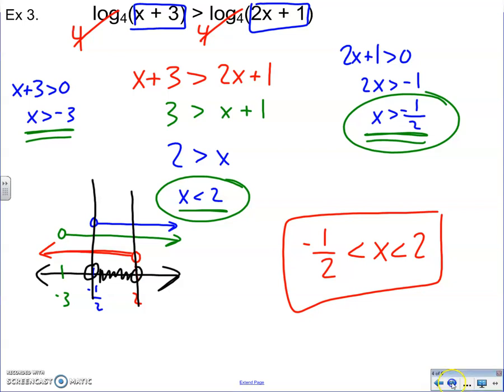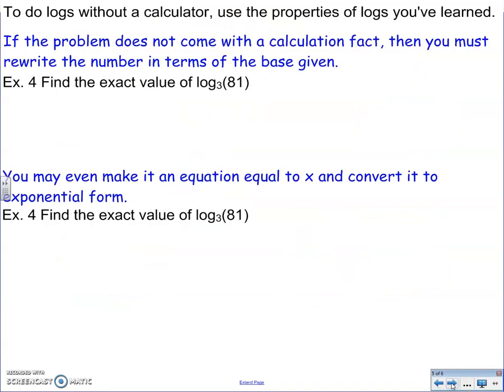Alright, now for the non-calculator part. To do logs without a calculator, use the properties of logs we've learned. If the problem does not come with a calculation fact, which some do, then you must rewrite the number in terms of the base given. It says find the exact value of log base 3 of 81. So I have to change this 81 into some form of 3.